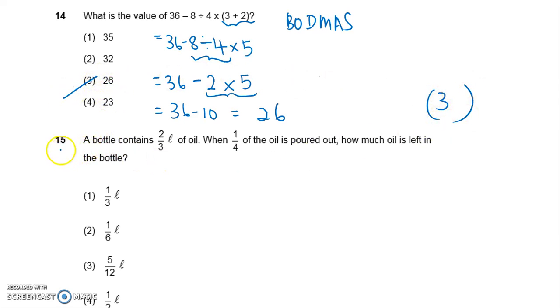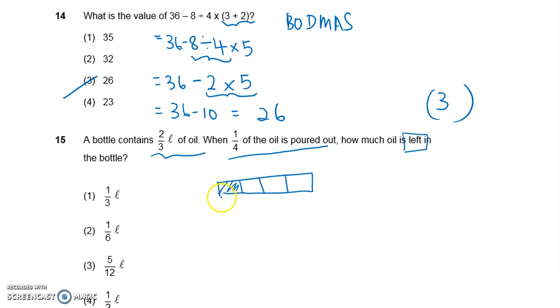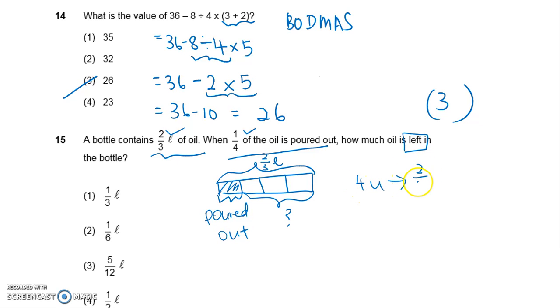Okay, moving along, the next question, 15. A bottle contains 2/3 liters of oil. When 1/4 of the oil is poured out, how much oil is left in the bottle? So we know that there are 4 units, okay? And then 1/4 here is being poured out. Okay, and then we know that this whole thing here is 2/3 liters. I want to find how many is for 3 units. So we know that 4 units is 2/3 liters.